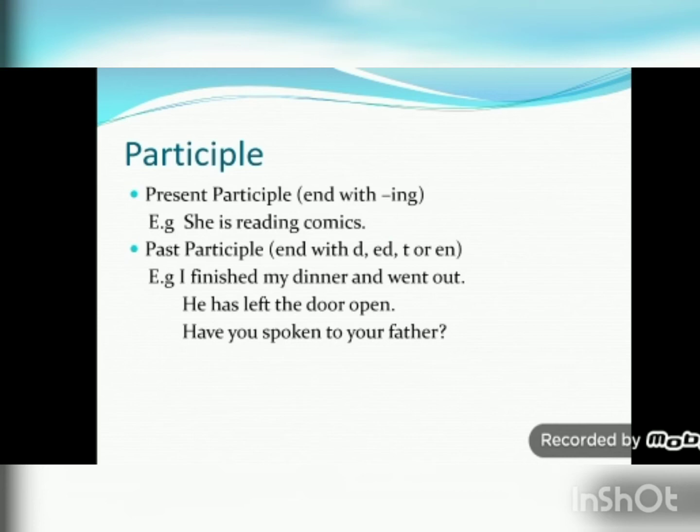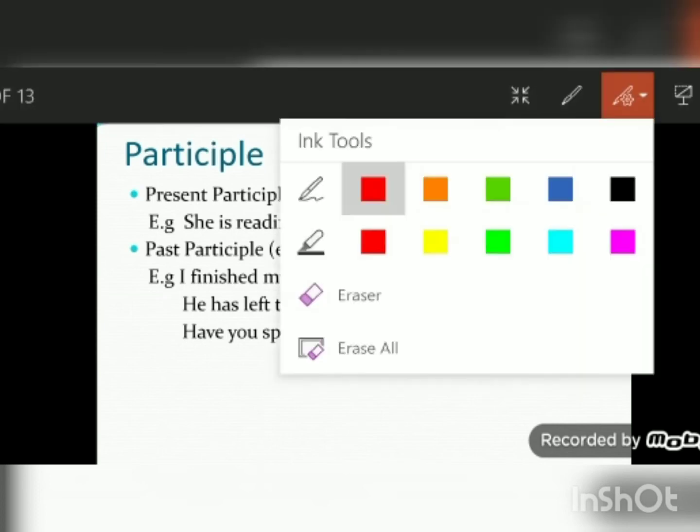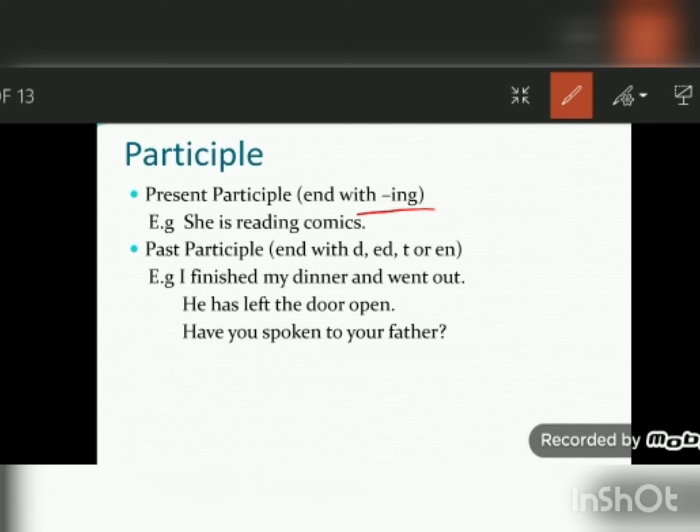Now come to participles. Participle is also a non-finite verb, and it ends with ing, d, ed, t or en. Participle is of two kinds. That is present participle. Present participle means it ends with ing. For example, read, reading, sing, singing, dance, dancing, like that.